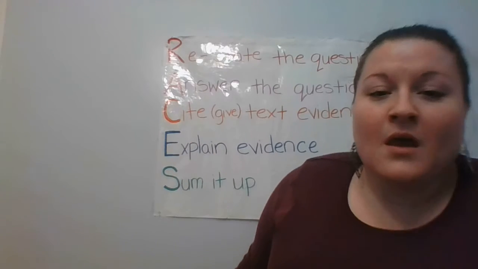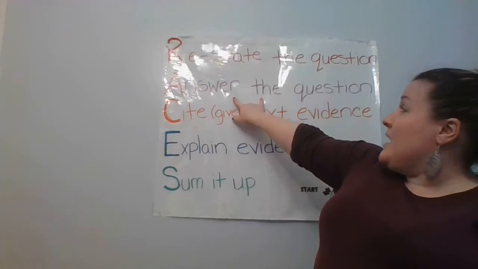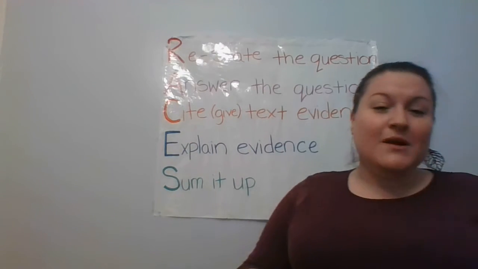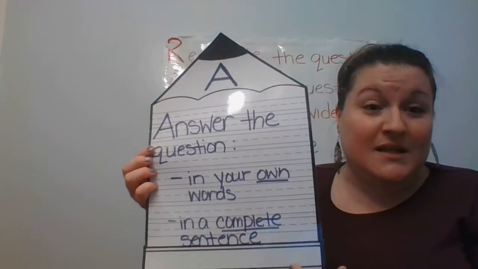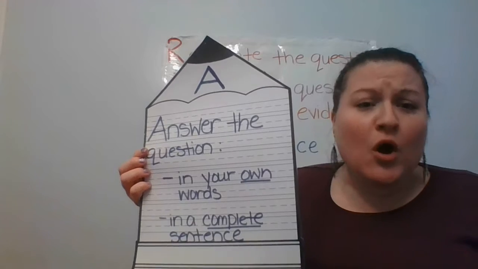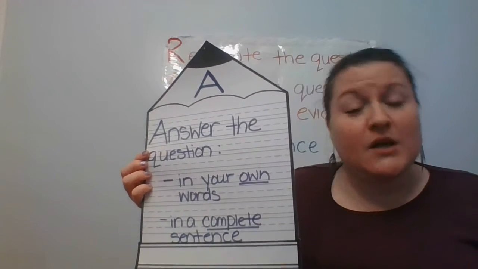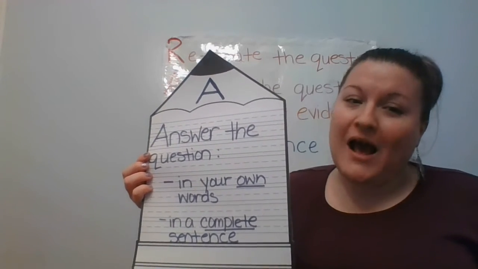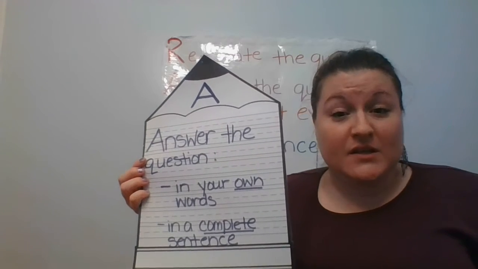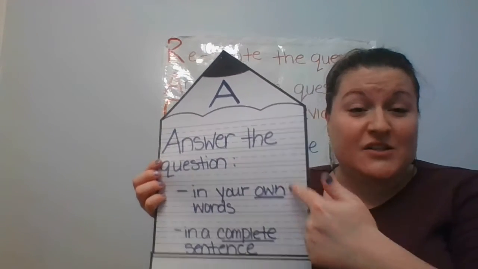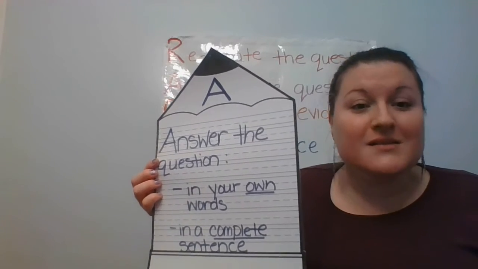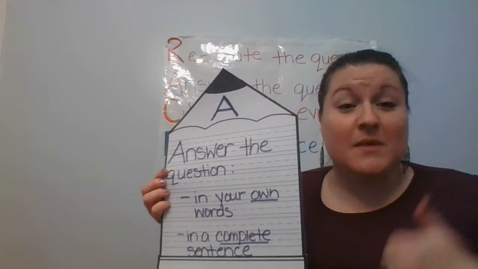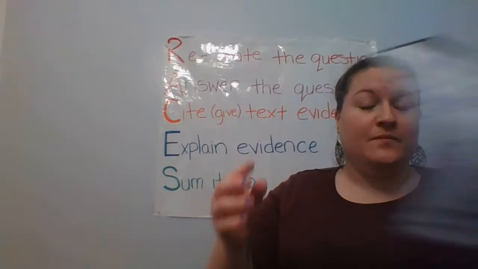The next part in RACES is answer the question. And you want to answer the question in your own words and in a complete sentence. So if you're going to tell about who the character is in the story, you would say, I will tell how the character is feeling in the story. Then I'll answer it in my own words. The character is feeling sad in the story. That is my own words, and it's a complete thought.